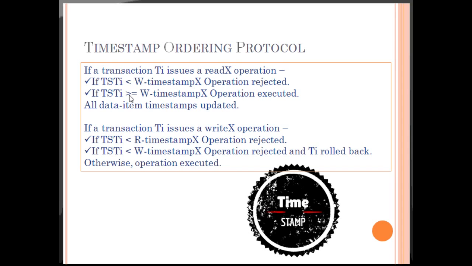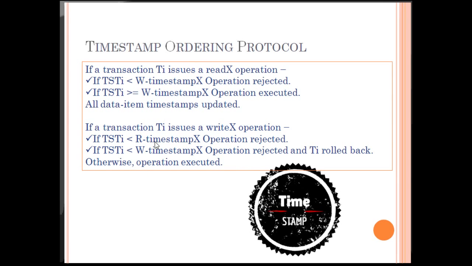If a transaction Ti issues a read(X) operation, we have the following two conditions: either the operation will be rejected or the operation will be executed. The operation will be rejected if the timestamp of Ti is less than the write timestamp of data item X. If the operation is to be executed, then the timestamp of this transaction should be greater than or equal to the write timestamp of data item X. Here all the data item timestamps are updated.